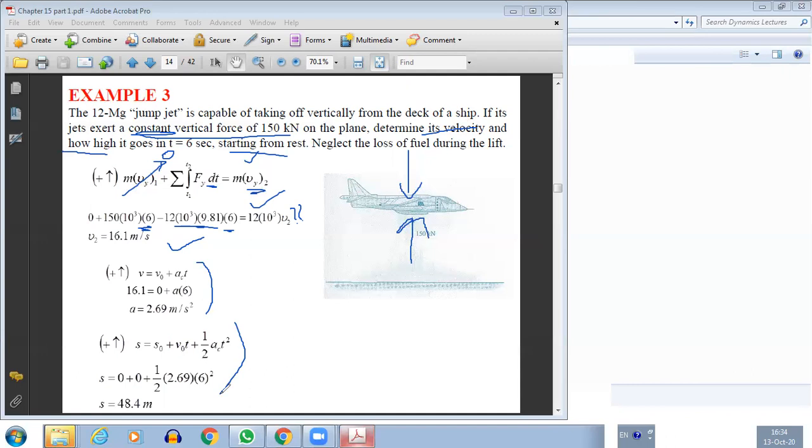Is it clear so far? Is there anything within the solution of this problem which is not clear? Please ask. Is the solution clear? Feel free to ask any question if you feel any difficulty at any point, okay?